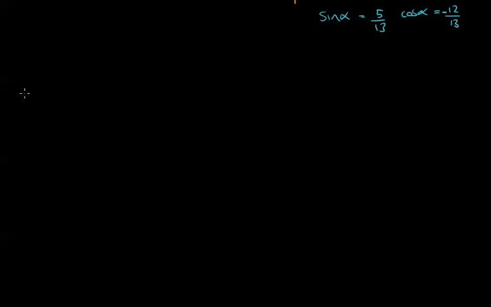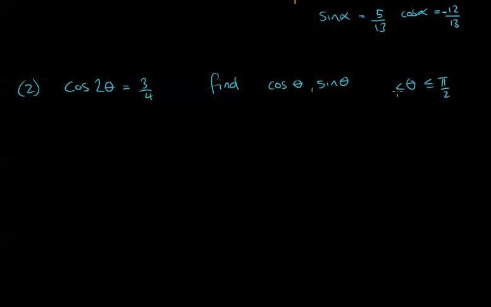Right, next question. Number 2. Let me see, what was the question I had? Cos 2 theta equals 3/4, and find cos theta and sine theta separately, and the angle theta is greater than 0 and less than pi over 2. Well, that should be a less than sign. So it's telling us it's an acute angle, basically.